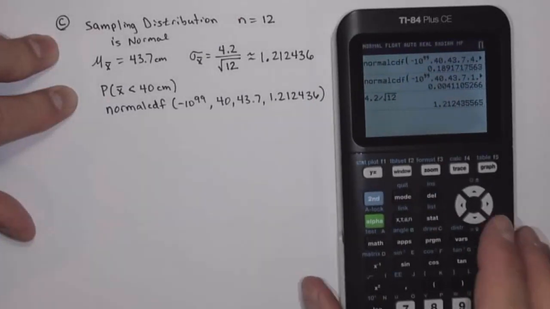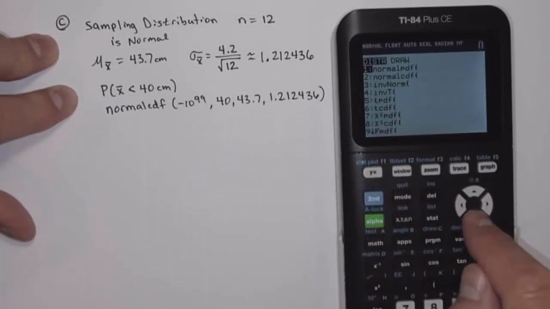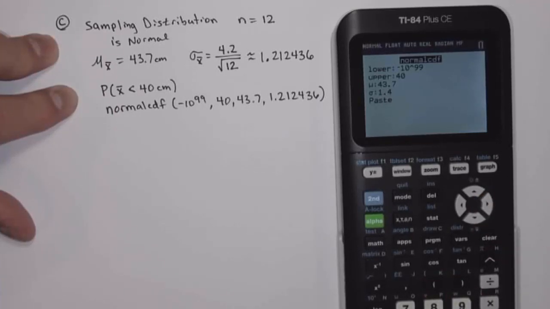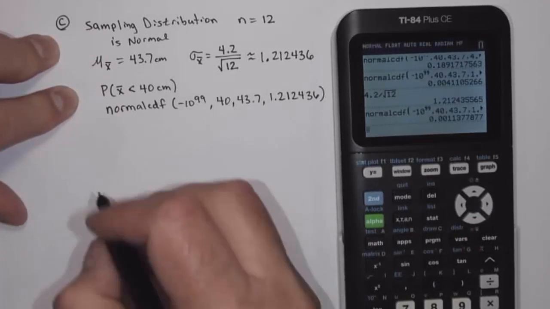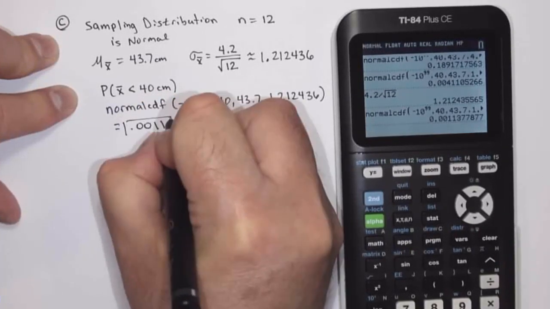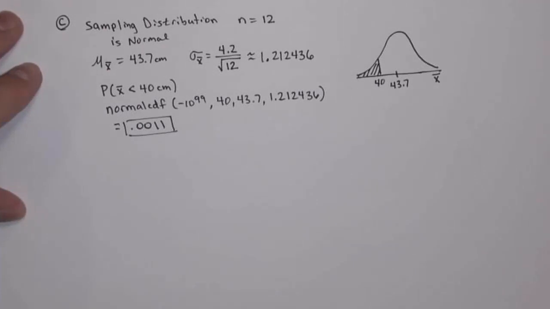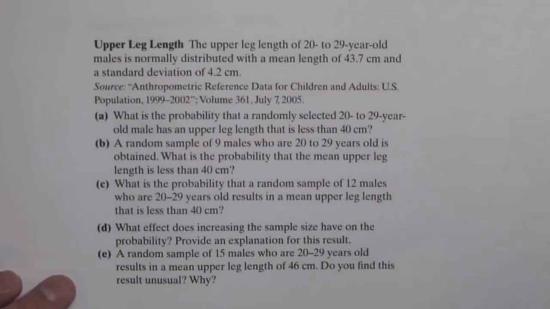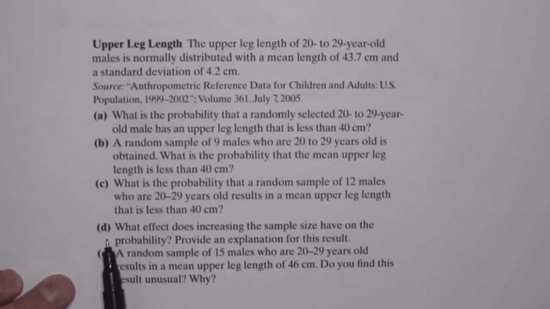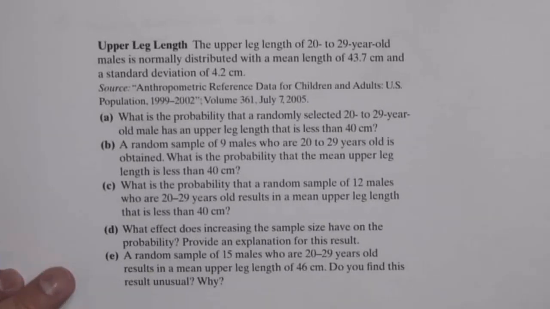So if I pull my calculator back in, go to distribution, normal CDF, big negative number to 40, 43.7, but my standard deviation now is 1.212436. And so I get a probability of 0.0011. So pulling back in my problem, we've answered part A, we've answered part B, we've answered part C. And so question D, what effect does increasing the sample size have on the probability?